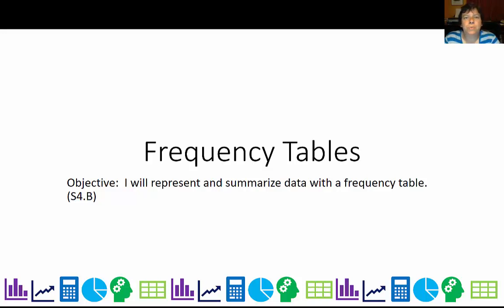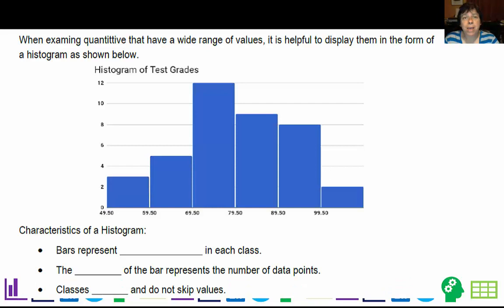We're going to look at a tool for organizing quantitative data so that we can properly display it. And this tool is called a frequency table. So if you have a wide range of quantitative data, how do you decide which points to lump together? For example, you can see in this histogram of test grades, I broke it down into groups of 10, of width 10 really.